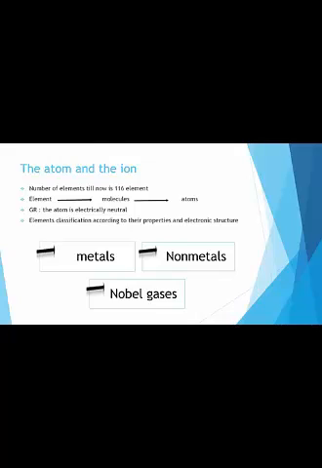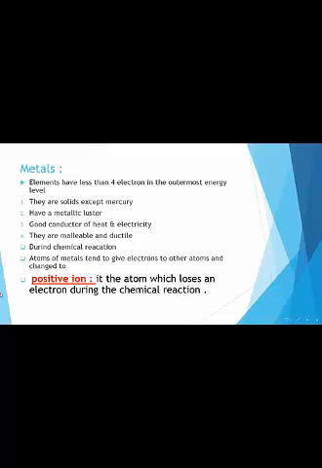Elements are classified according to their properties and electronic structure into three types: metals, non-metals and noble gases. Okay, firstly we will discuss the meaning of metals. If the element has less than 4 electrons in the outermost energy level, it is considered a metal.